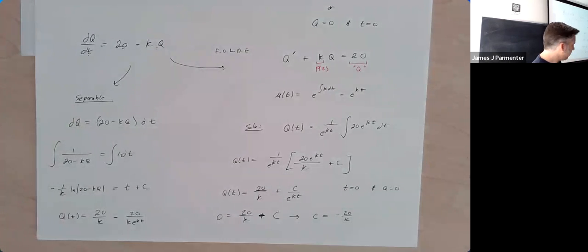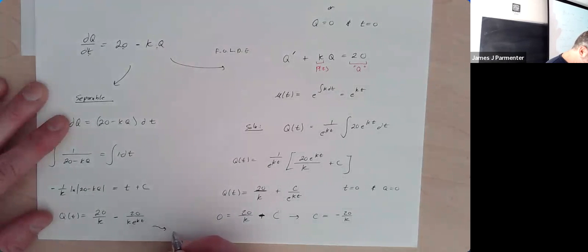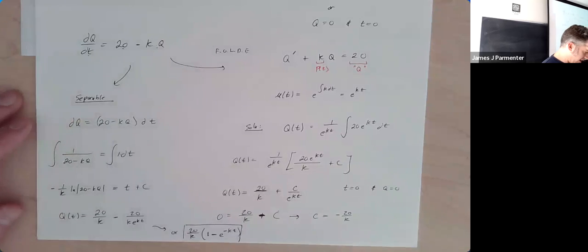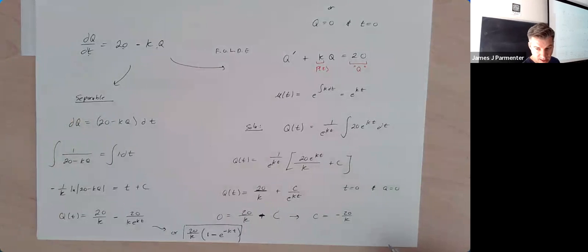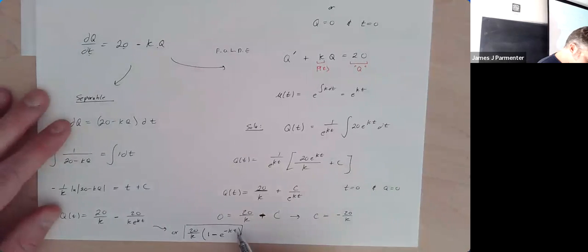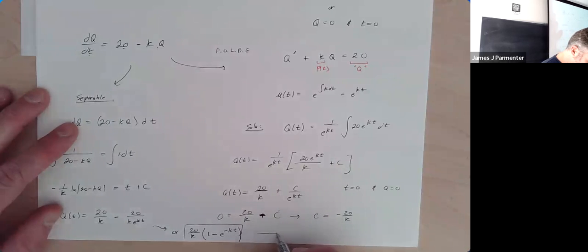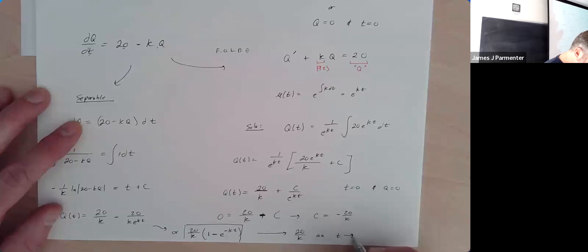I don't love the way this is written because you could totally factor out the 20 over k. So you could also write this as 20 over k times 1 minus 1 over e to the kt, or e to the negative kt. And I think writing it that way makes it much easier to answer question part C, which is what happens as t goes to infinity. I'm way out of time. As t goes to infinity, this part's going to go to 0. So this goes to just 20 over k as t goes to infinity.